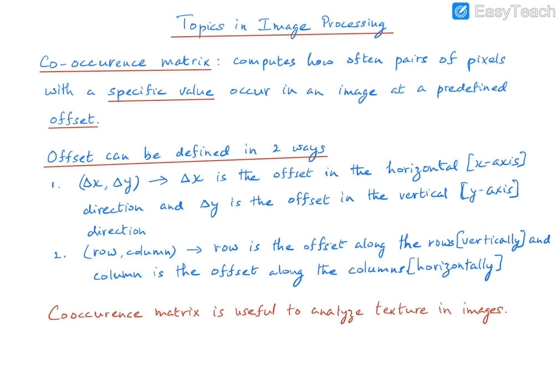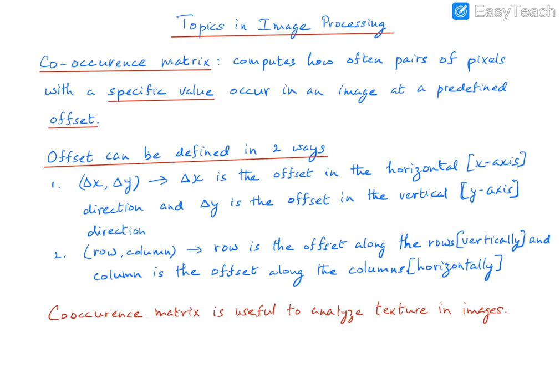Another way that is also used sometimes in denoting the offset is in terms of the rows and columns. The offset can be denoted as a pair of numbers where the first number denotes the row and the second number denotes the column. The first number represents how many pixels are to be shifted along the direction of the rows, that is in the vertical direction, and the column number represents the offset along the columns, that is horizontally.